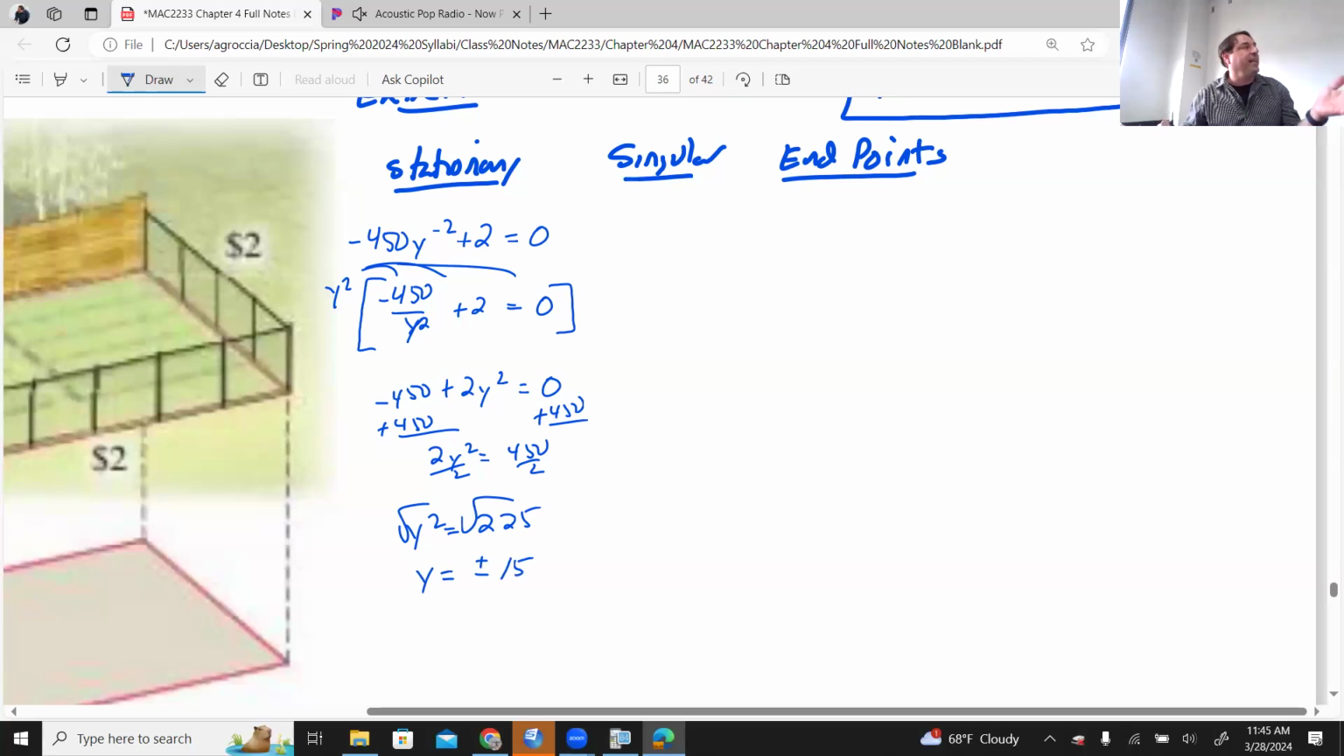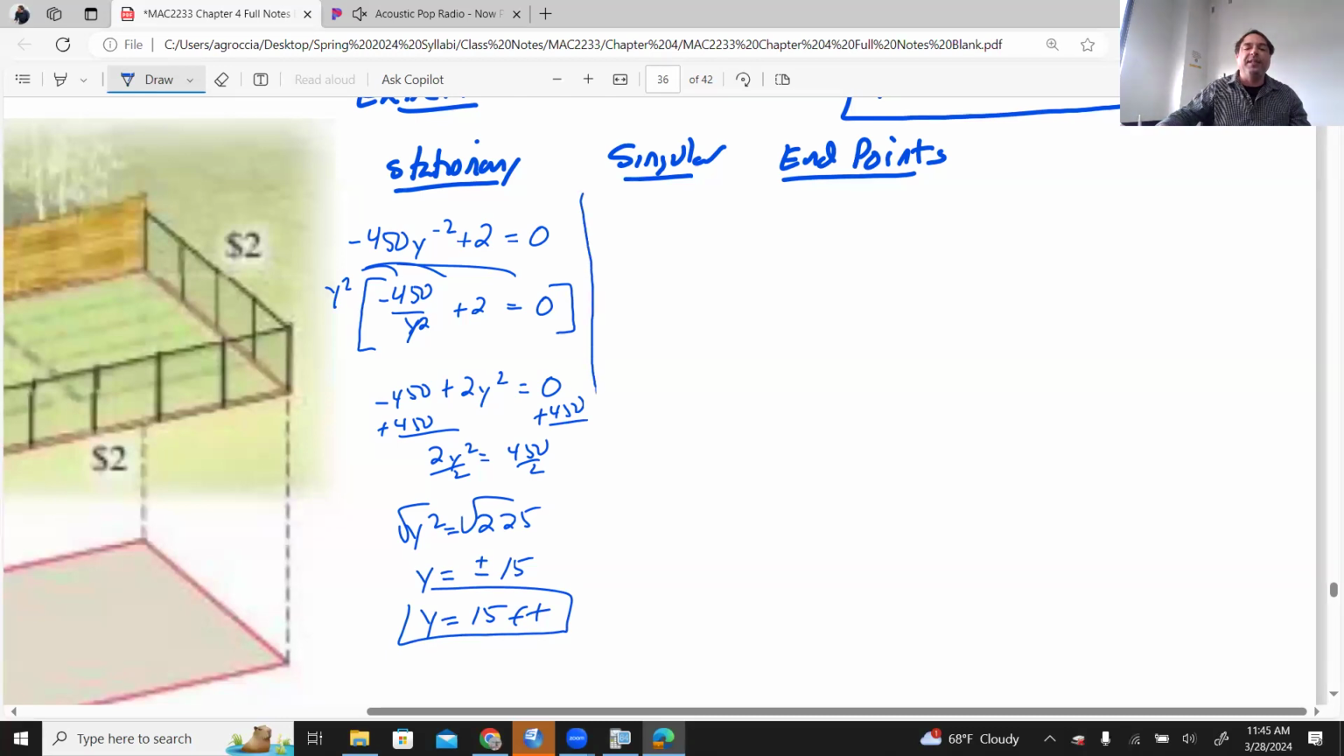Now, the nice thing about word problems is that, let's say this was in feet, can you have negative 15 feet? No. So the only one that makes sense in the word problem is 15 feet. The nice thing about word problems is it has to make sense.